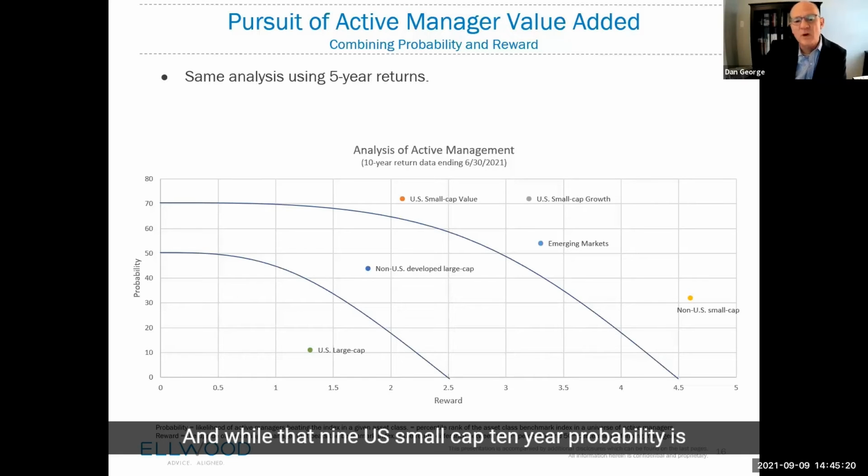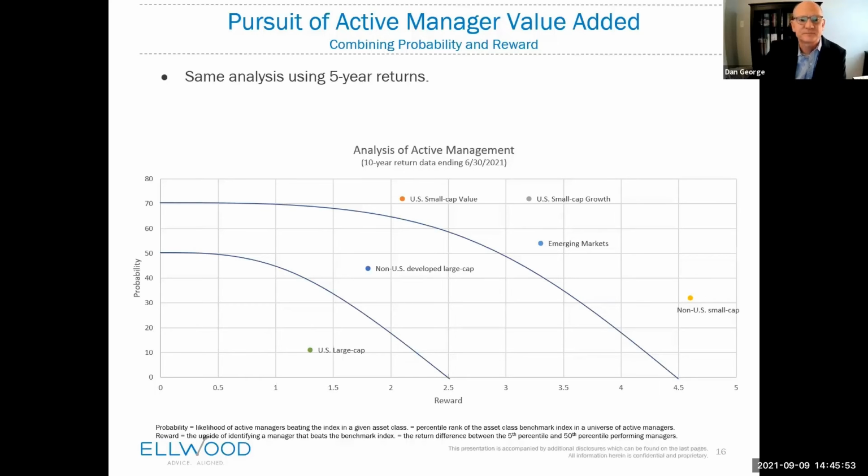And while that non-US small cap 10-year probability is relatively low at the 32nd percentile, only a 32% chance of picking a value-added manager, the fact that the reward is so great may prompt us to pursue active management in this space. And quite frankly, it actually has. We've had great success in finding that 33% of active managers that have outperformed the benchmark and have added significant value given the large upside in this space.